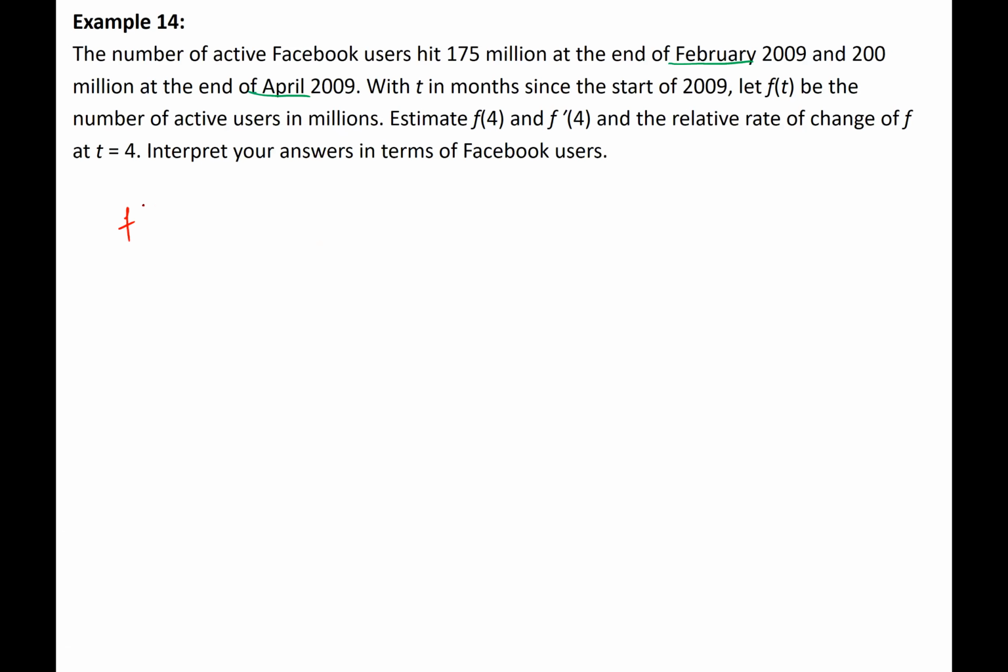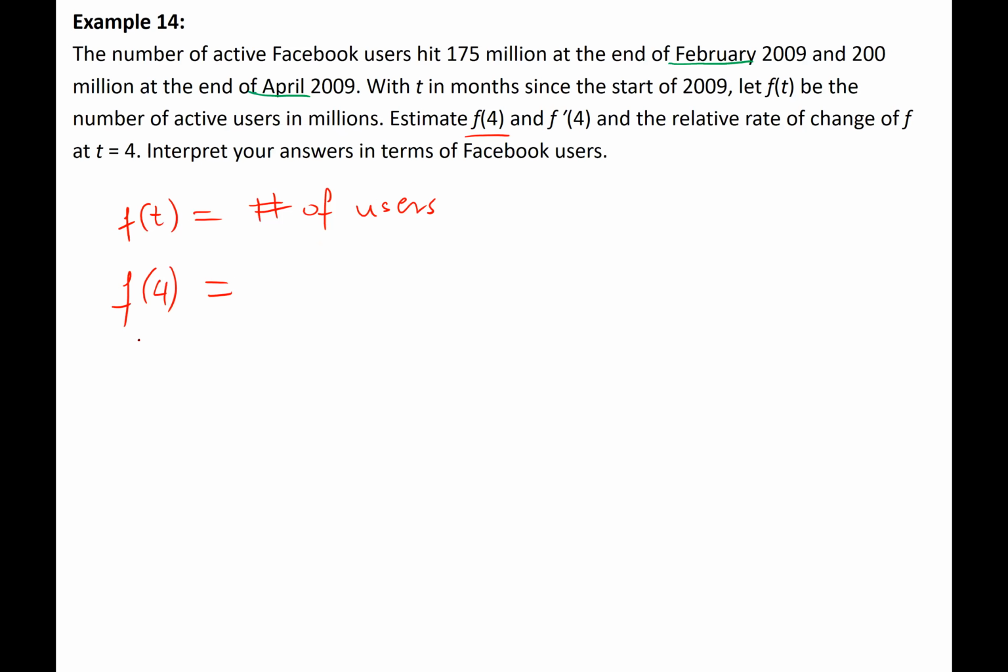That means f of t is simply the number of active users. They're asking us what is f of 4, because it says estimate f of 4. Can you tell me what is f of 4 first of all?